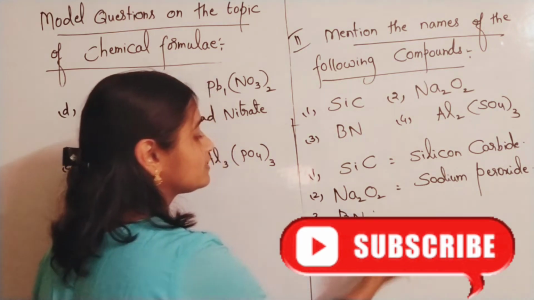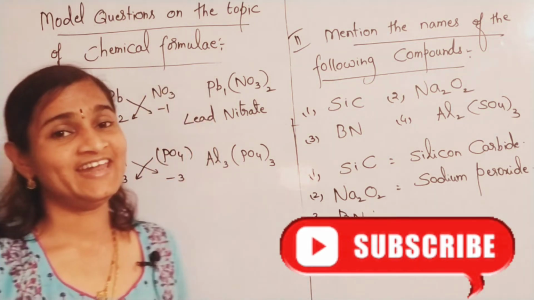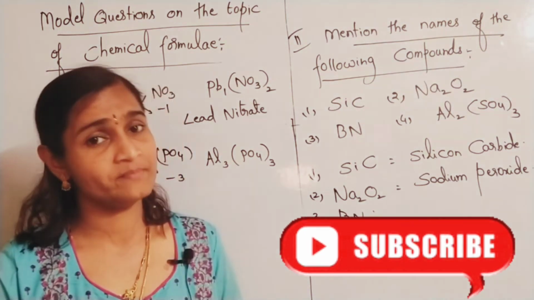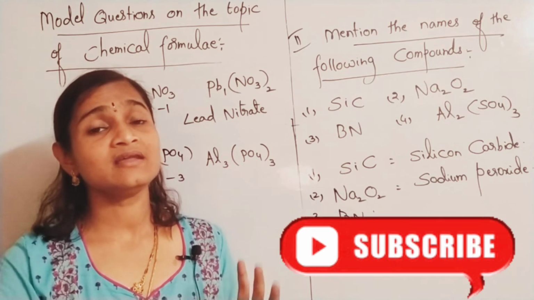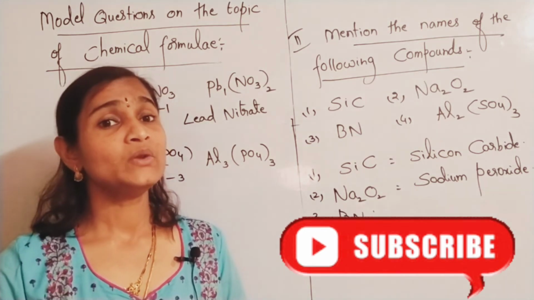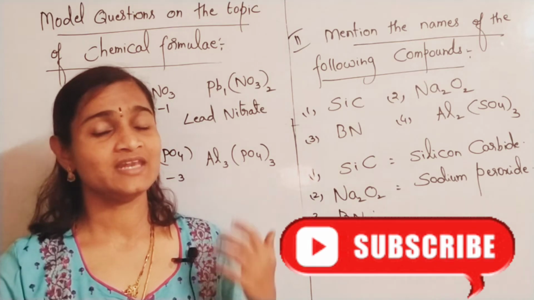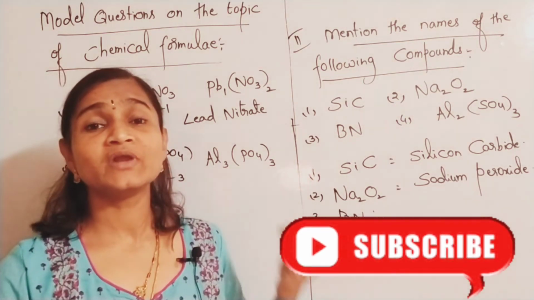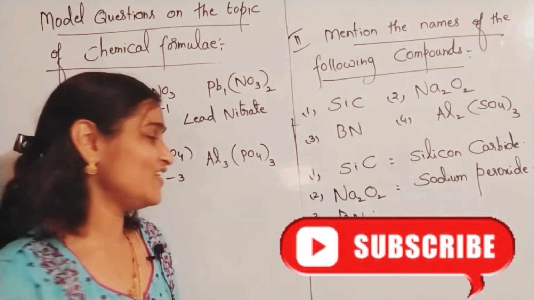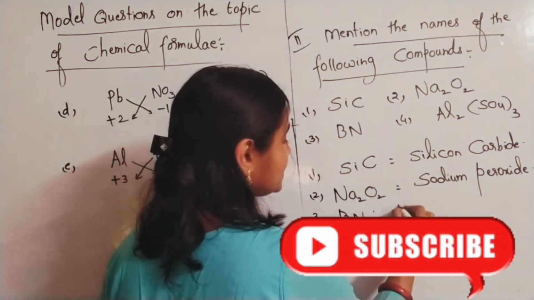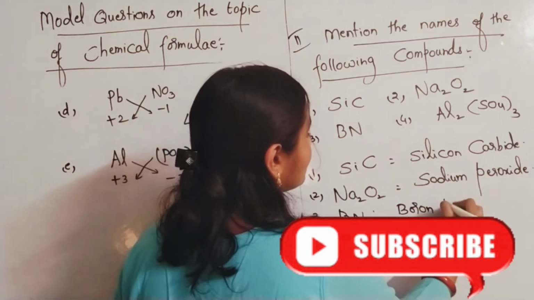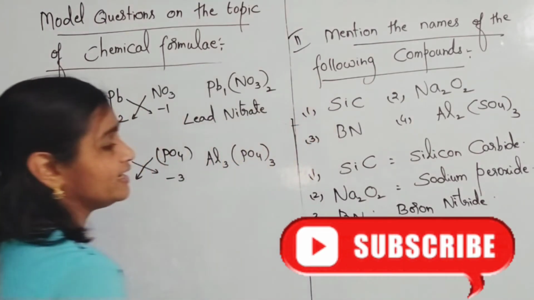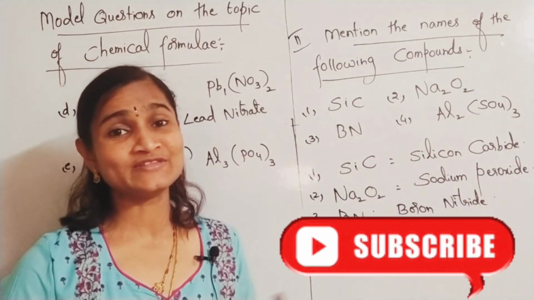Then BN. B stands for boron and N, as previously we have learnt the example of nitride, only N is there, you call it nitride. NO3 is nitrate. Please memorize the names of the ions, then it will become easy for you. So it is boron nitride, BN. Such kind of compounds are also existing?